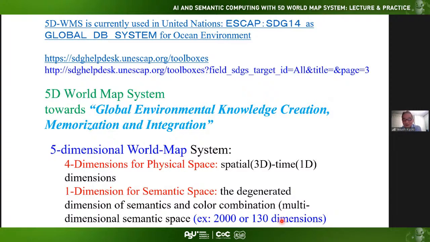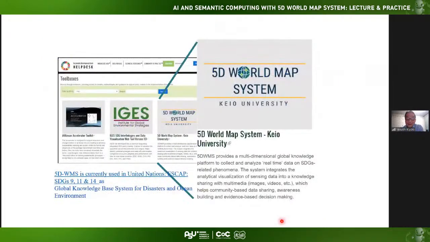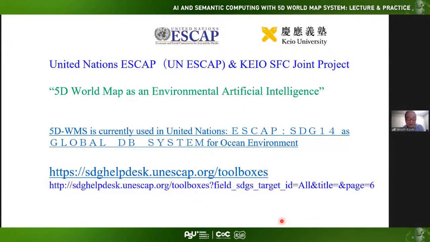So this is domain oriented. So how many dimensions are important? Essentially, this must be designed according to the domain. And my question to your approach: how many dimensions must be defined in campus life? Okay. And the 5D world map system is currently available from the SDGs help desk in ESCAP UN 5D, and this is available, all right.